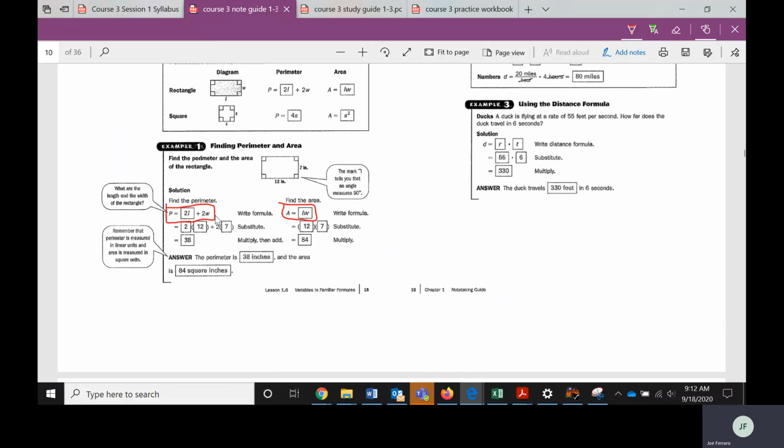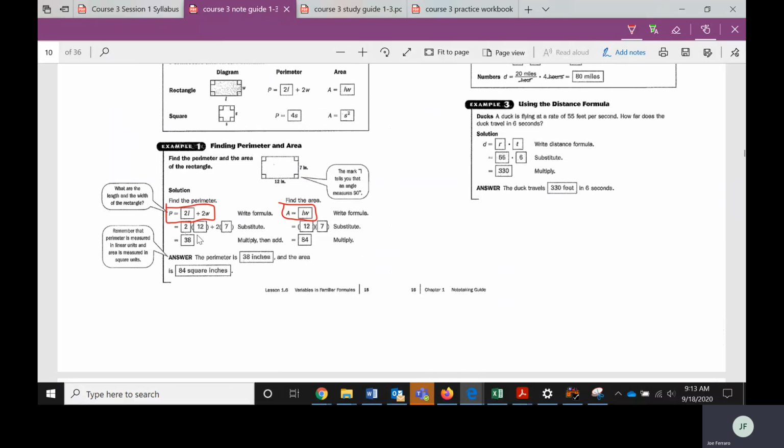So for perimeter, you can just add four things, or you can take two of the things, multiply them by 2, and add them together. Either way works, but here's the formula. If they have this rectangle here, and we have to find the perimeter, we throw the numbers in here. The length is 12, we put that there. The width is 7.